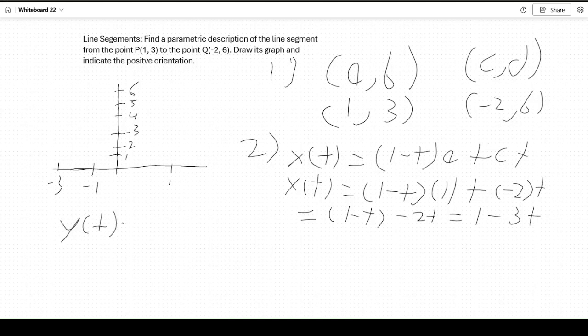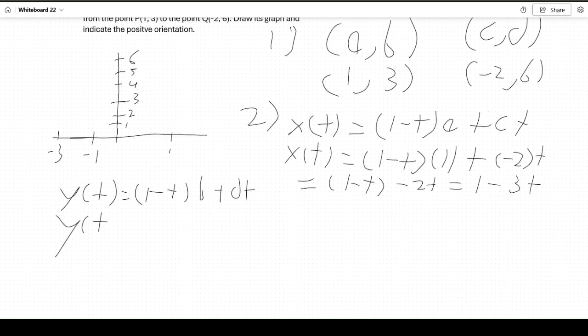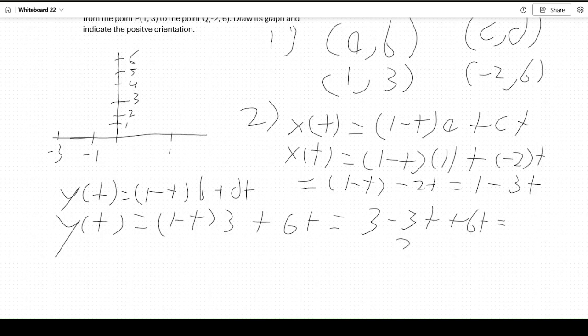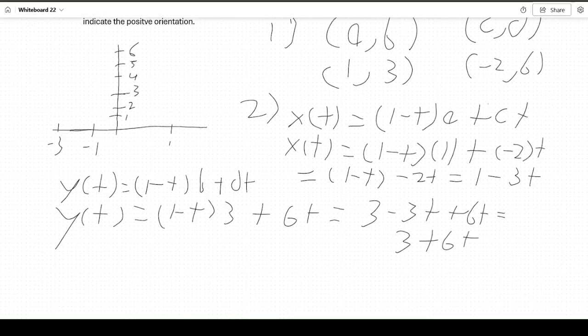And we got to do the same thing with the y. So our y equation for this one is (1 minus t)b plus dt, and we got b and d. So we just got to plug and chug. So this will be 1 minus t, our b is 3, and our d is 6t. So this will be equal to 3 minus 3t plus 6t, and that will be equal to 3 plus 3t.